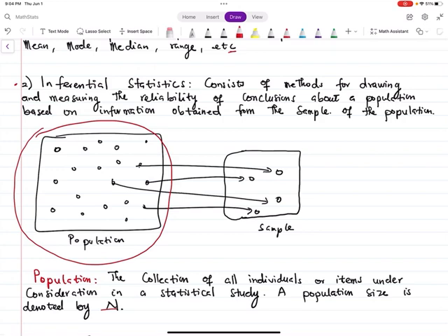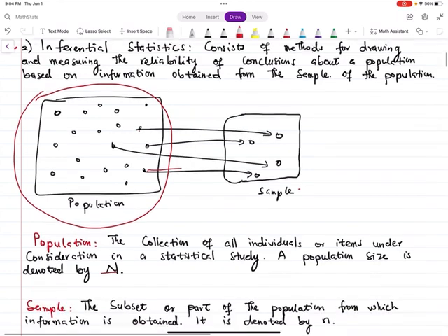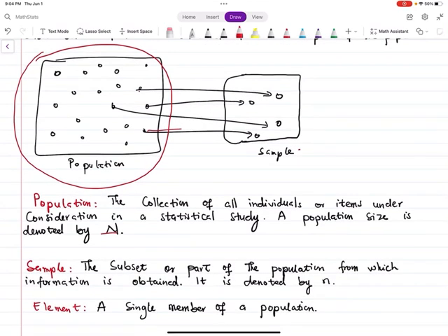So I try to pick these people here. Then this guy here, this guy there, and also this guy here. And then this is what we call the sample. So the sample is usually a subset or part of the population. And then I also want us to understand what an element is. An element is a single member of the population.